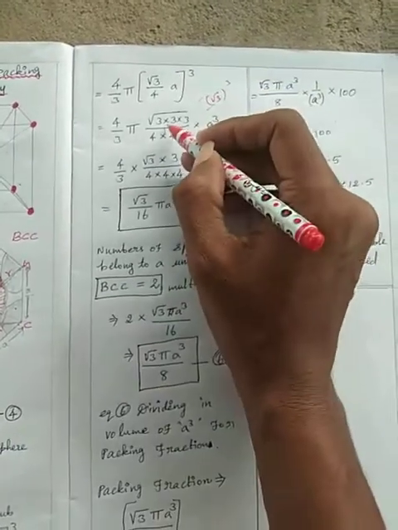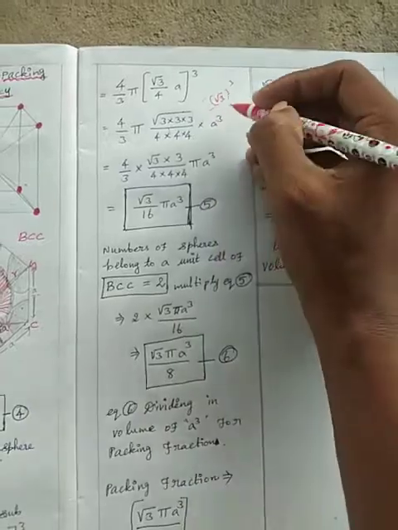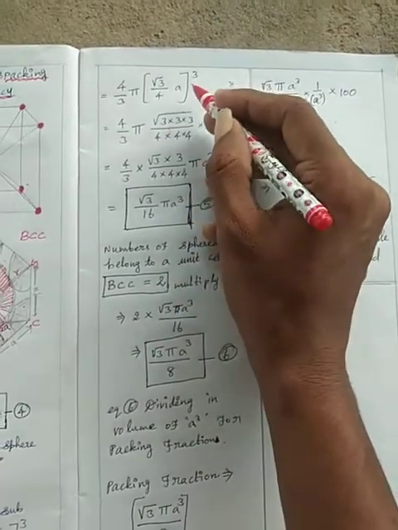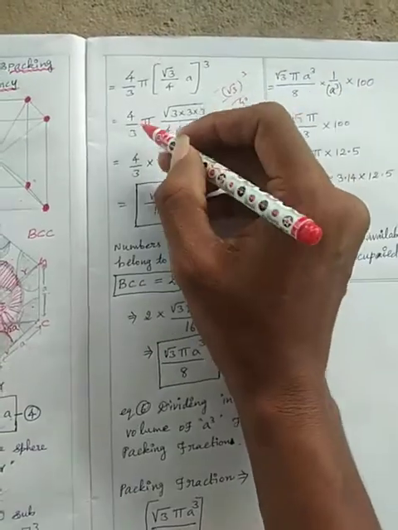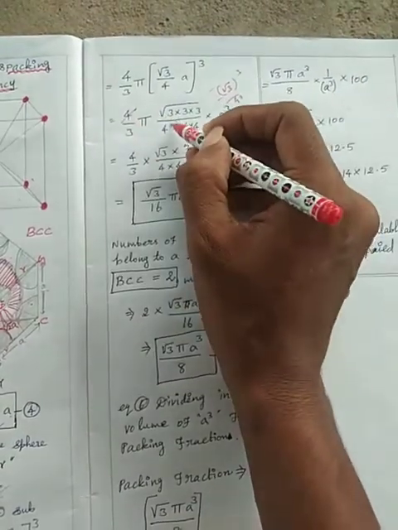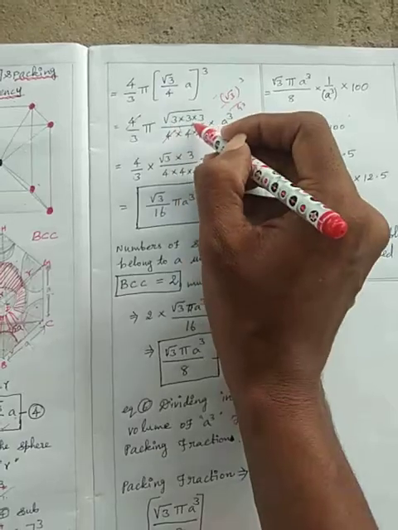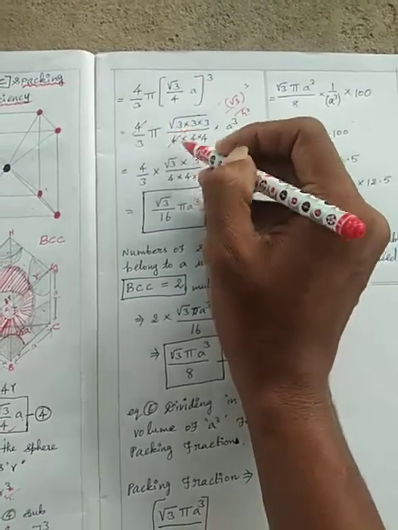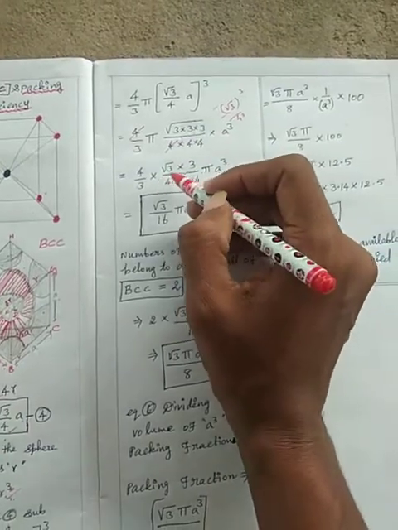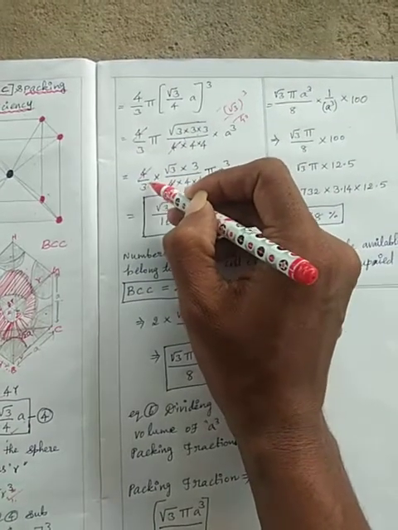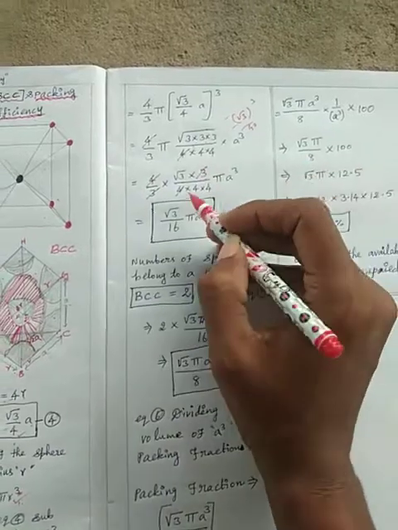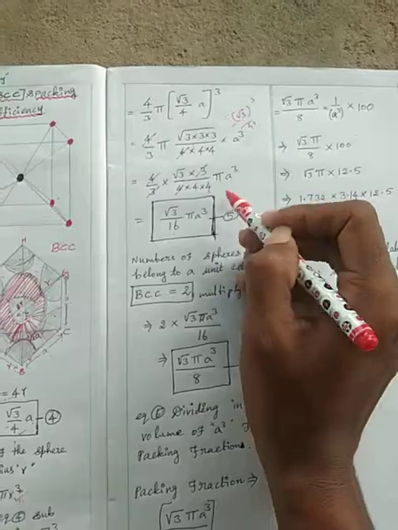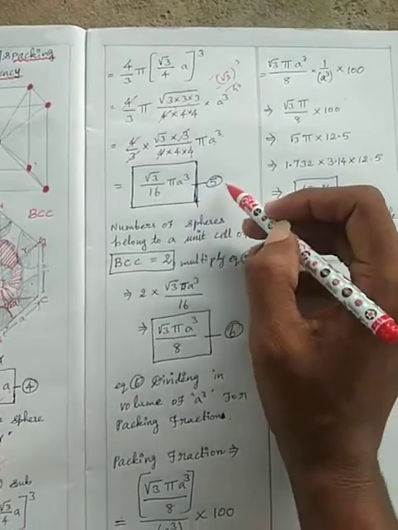So apply the formula here: 4 cube divided, 4 cube is 4 into 4 into 4, and a into a into a is a cube. So the 4s cancel. So 2 root 3, remove one 3 and balance one root 3. So the 4 also cancels, the 3 cancels, and root 3, 4 4s are 16, pi a cube, that is equation number 5.